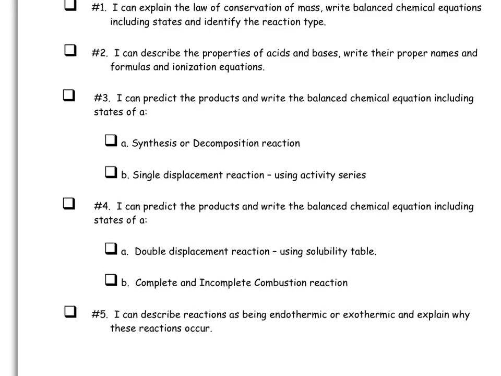In today's lesson, we're going to finish off big idea number 4 and talk about complete and incomplete combustions. As well, by the end of the lesson, you should be able to describe reactions as being endothermic or exothermic and explain why those reactions occur.